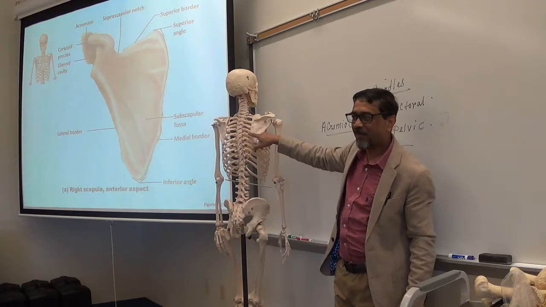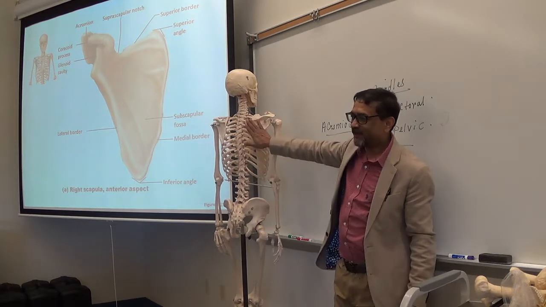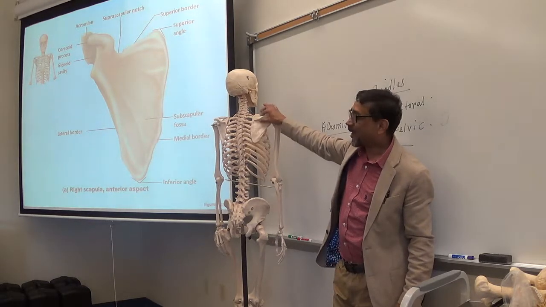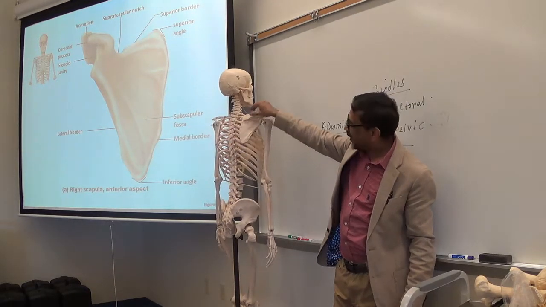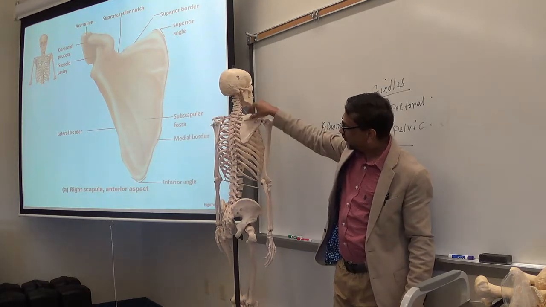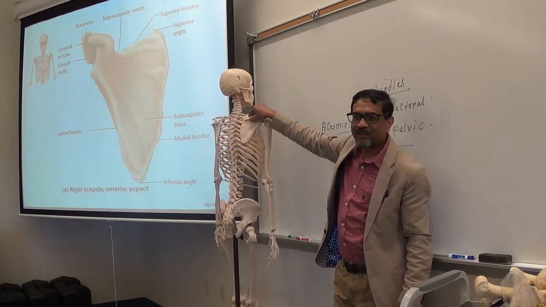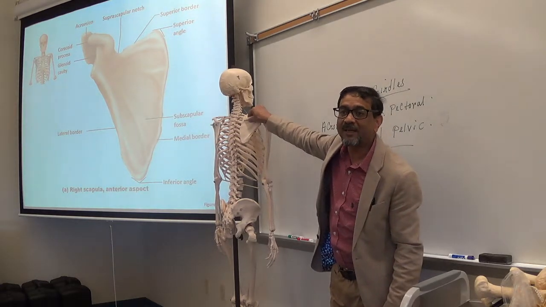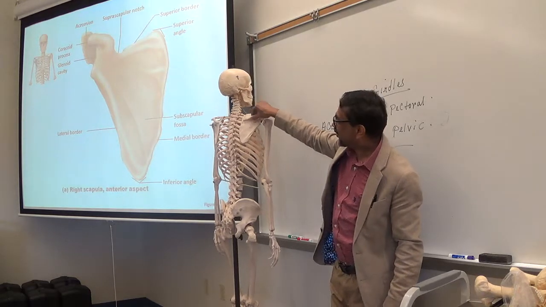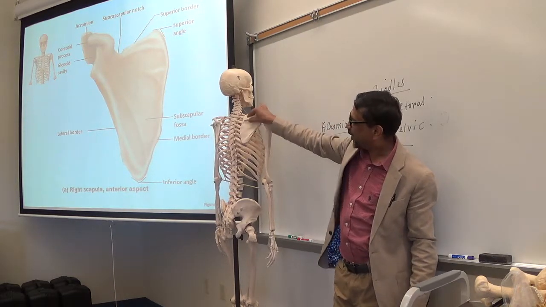Make sense? This is the back, right? You understand that this is the back of the scapula. So from the back of the scapula, you see this is important. A bony structure sticks out. See that? This is called the spine of the scapula. This is called what? Spine. So if you see the back, you have the spine.